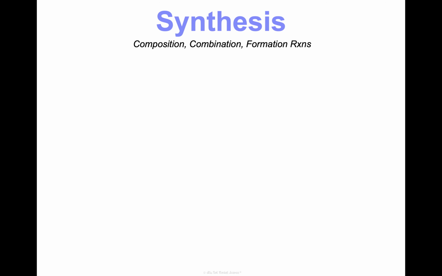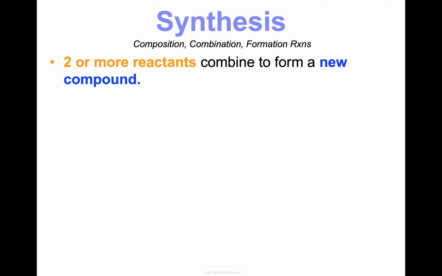This is also known as a composition reaction, a combination reaction, or a formation reaction. I've seen it all these different ways in different texts. Typically, though, the most common way to refer to it is as a synthesis reaction, and that is when we take 2 or more reactants and combine them to form a new compound. So A plus B would yield AB, chemically combined together. This is our general equation in purple.